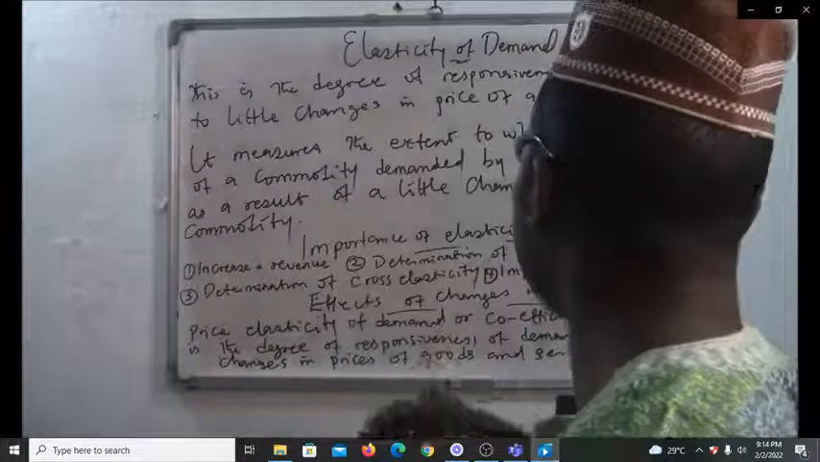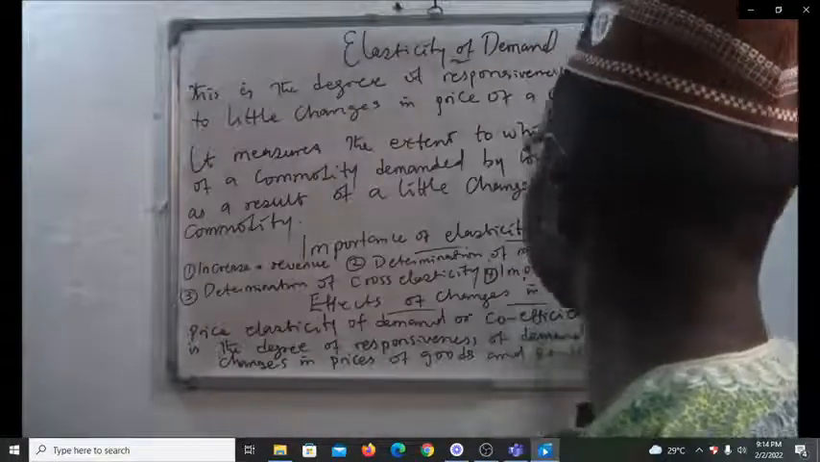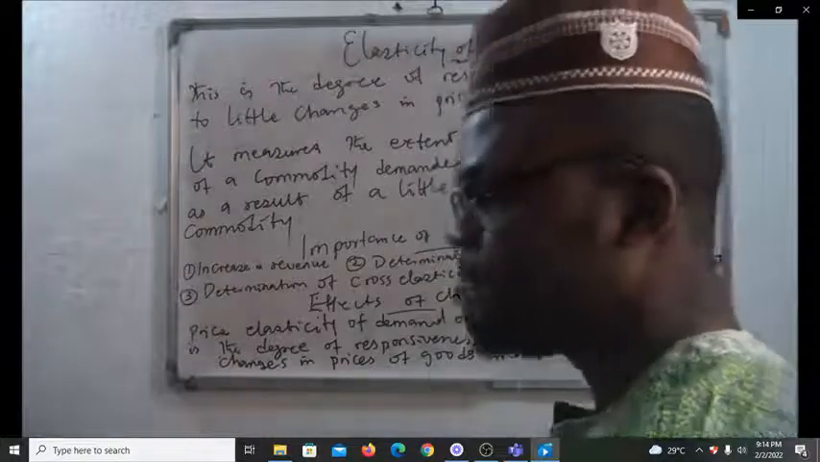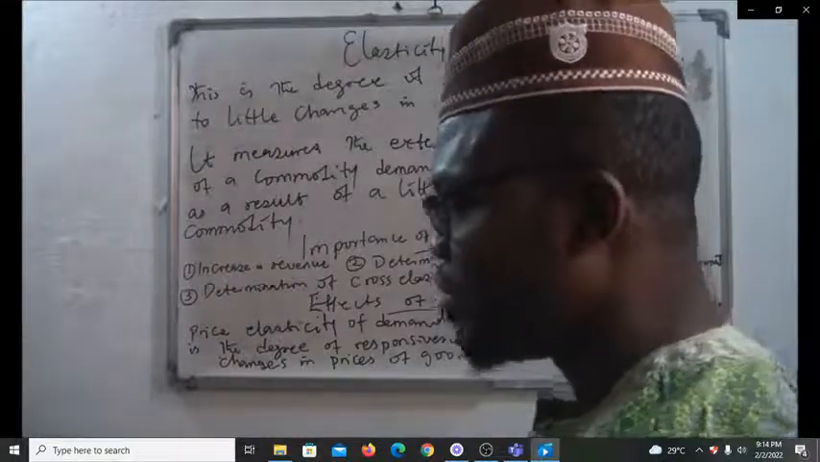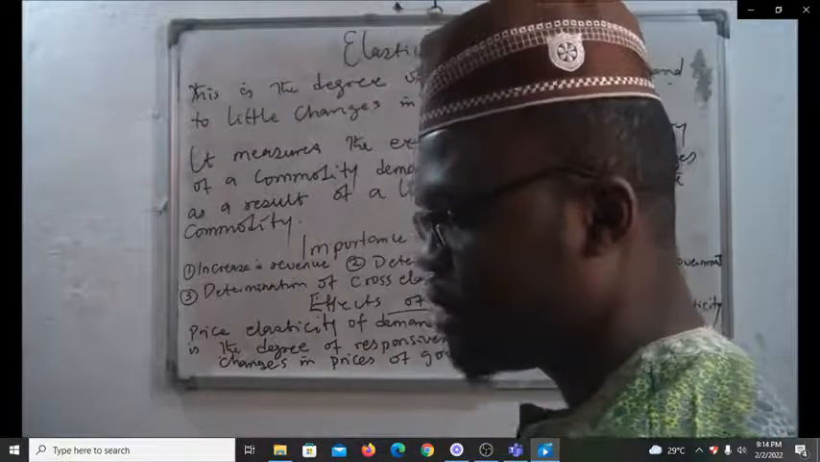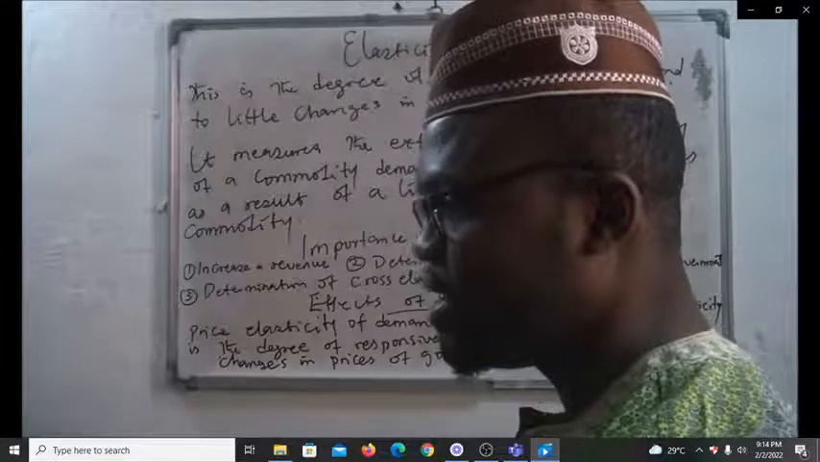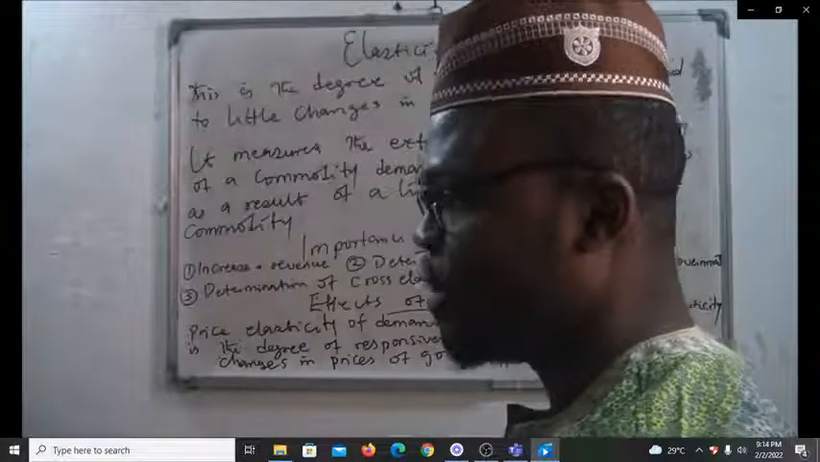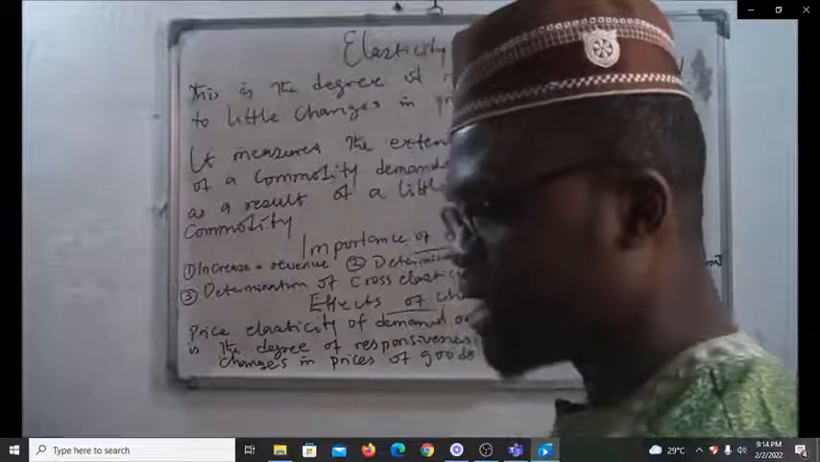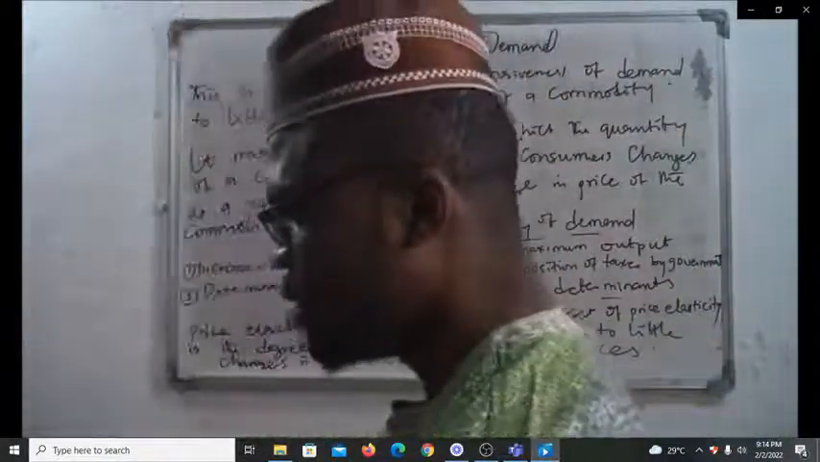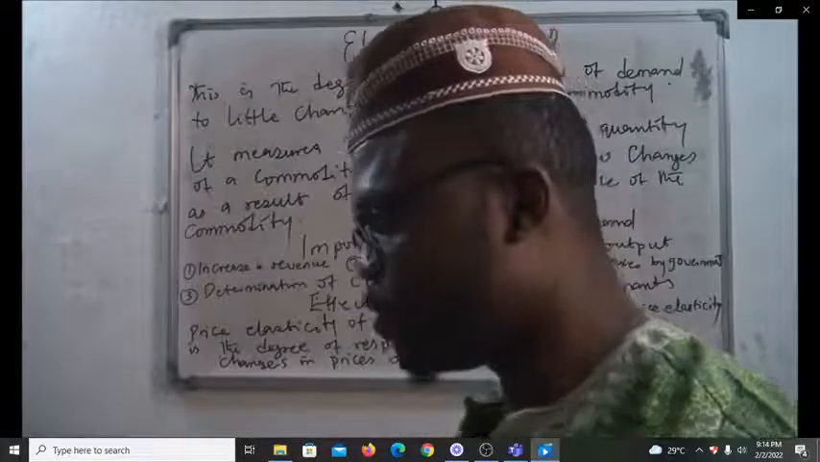Determination of cross elasticity. Imposition of tax by government. Exactly. So it enables government to know the right commodity to impose tax on. Exactly. These commodities that everybody must use. So if government wants to get maximum tax, what will it do? It will impose tax on that commodity because they know that you must use it. Isn't it? That was the time they used to collect toll gate fee.